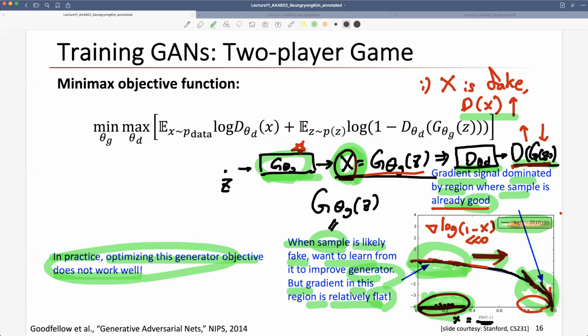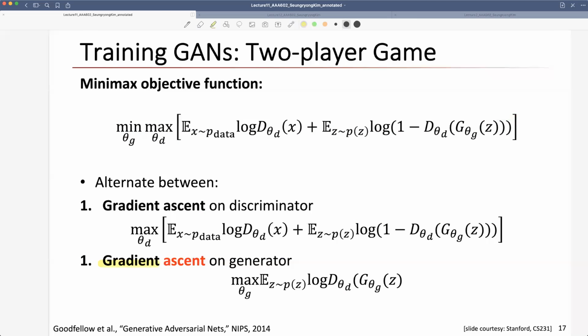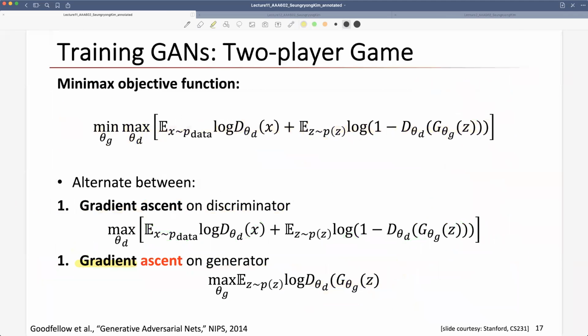So how to overcome this limitation? We introduce a new loss function, similar to the previous one. We'd like to replace the gradient descent on the generator with gradient ascent on the generator. So we reformulate our loss function for the generator like this one.